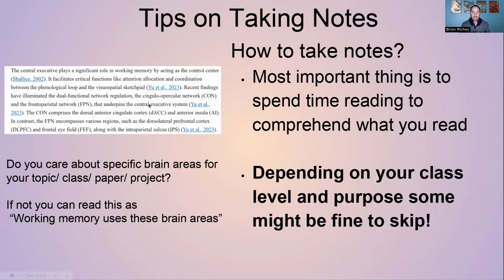When you're reading this, you might just read it and kind of skim this and say, okay, so this is saying working memory uses these brain areas. And for my research, for my point, I don't care what brain areas they are for my paper, but just that working memory uses brain areas is how I would kind of summarize this. Or the central executive in working memory uses these brain areas. That's totally fine.